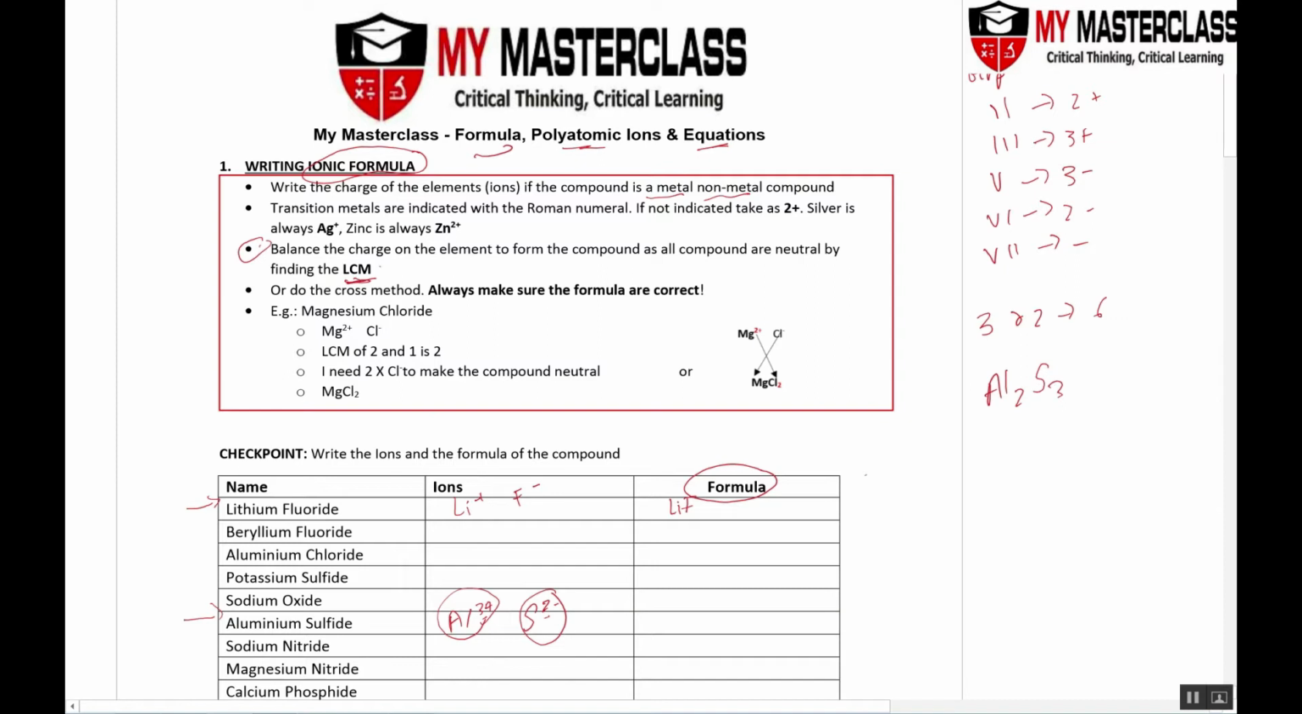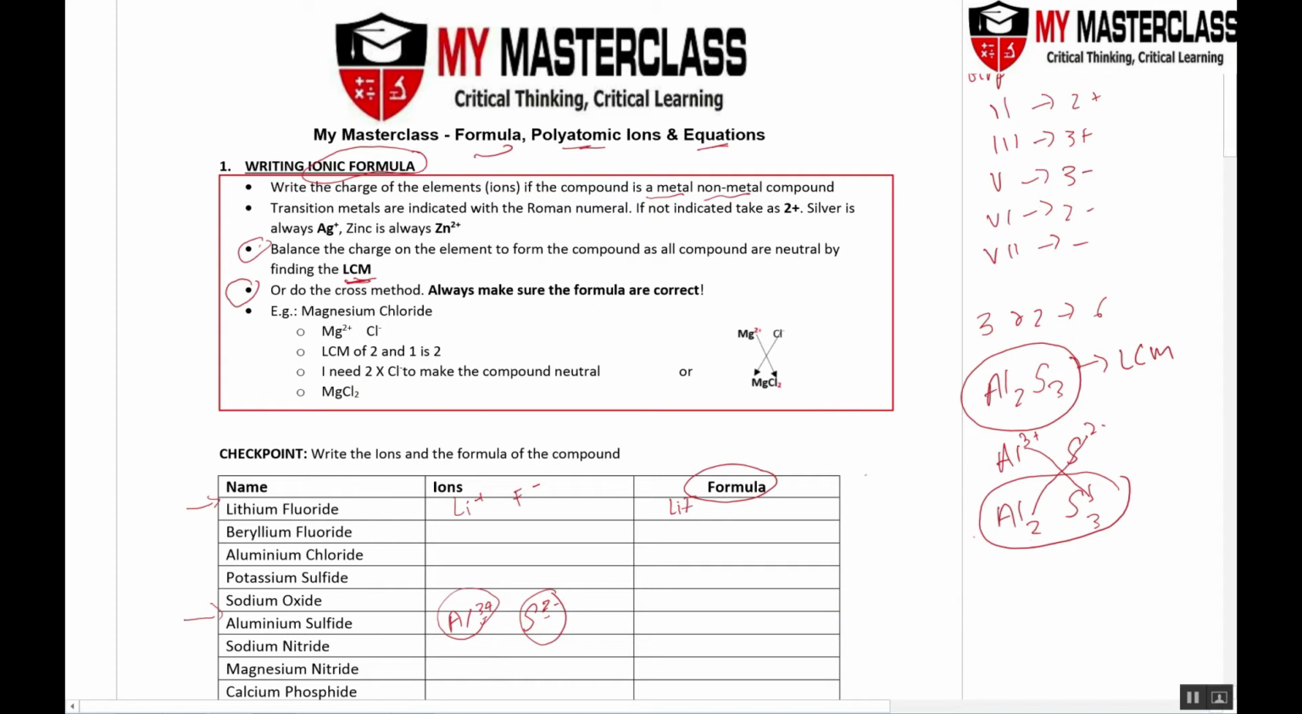Otherwise, there's another method we can do, which is the cross method. Write down the ions again: Al3+, S2-. The next thing we do is to bring down the symbol of the element: bring down Al, bring down S. Then we do the cross method: bring your 2 over to this side and your 3 over to this side. So the formula is Al2S3, the same as just now when we used the LCM. Both methods are fine. You can see whichever is easier for you.